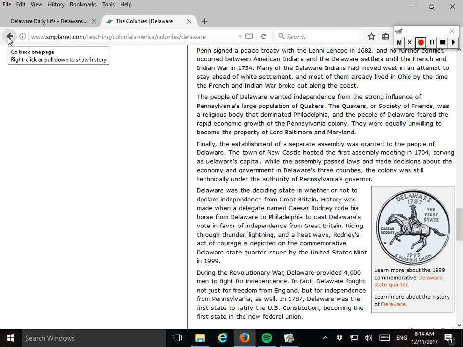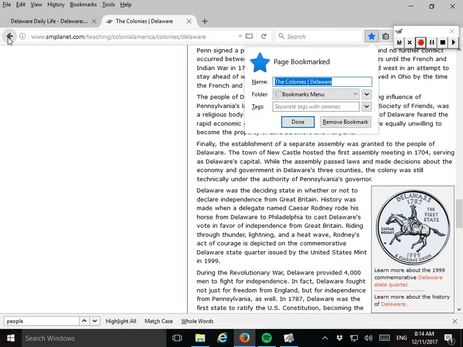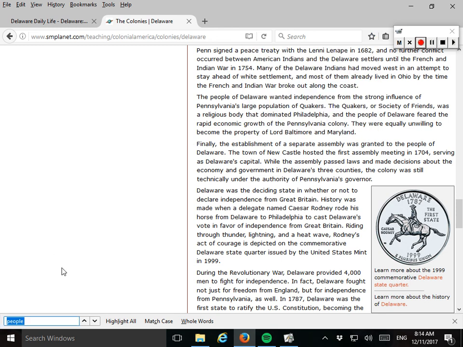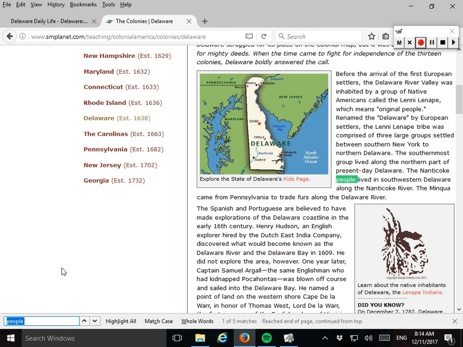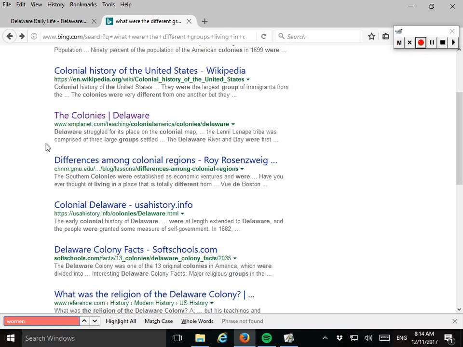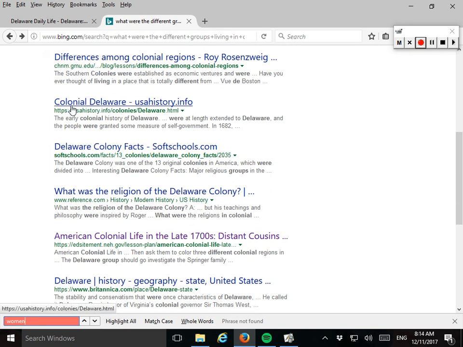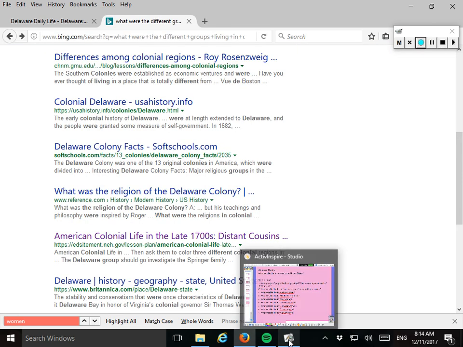So I could try and find information using Control F. Oops, that's not what I wanted to do. I could go Control F and try and find people, which shows me again the people of Delaware. But remember, I'm looking for women, so maybe I'll try women. Oh no, there's no information about women in this article, so this is not actually very helpful to me. So let's go back and take a look at this one. Oh, that one's not working, so let's try something different.